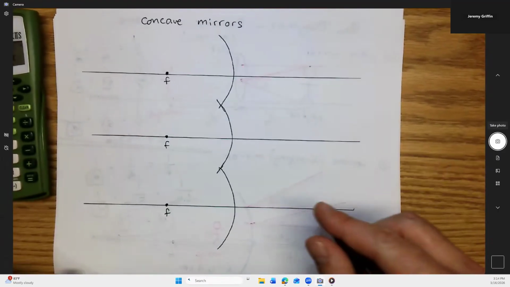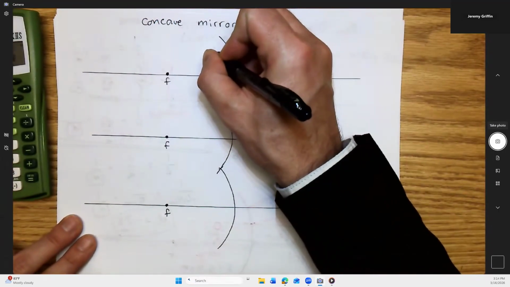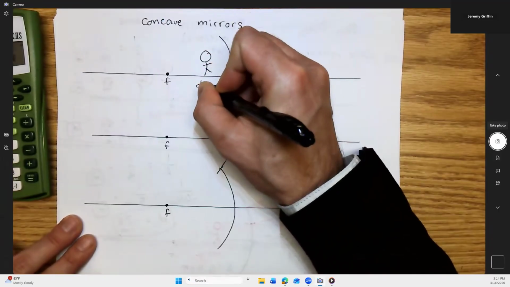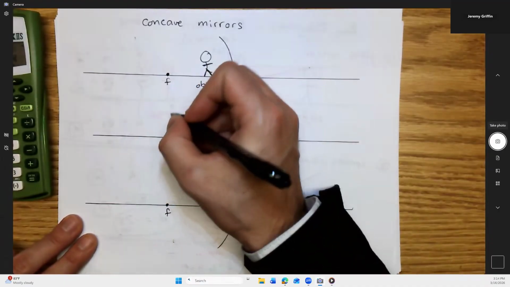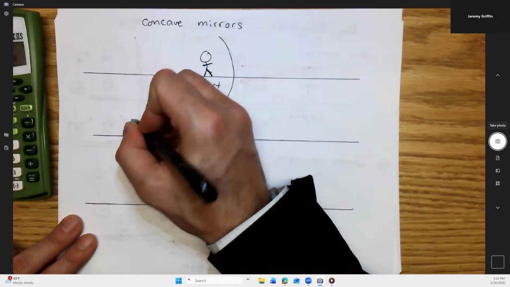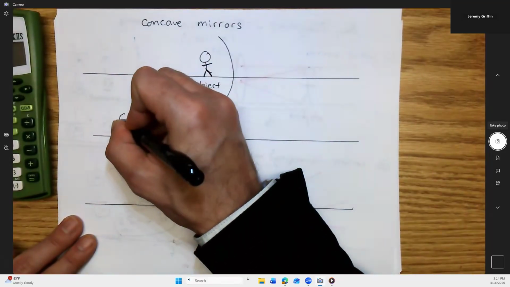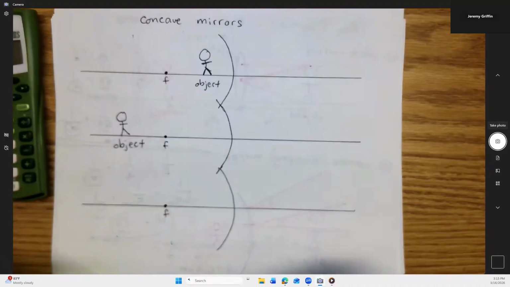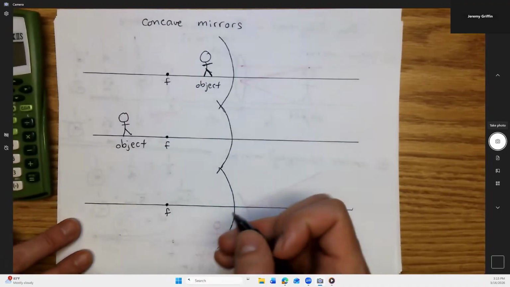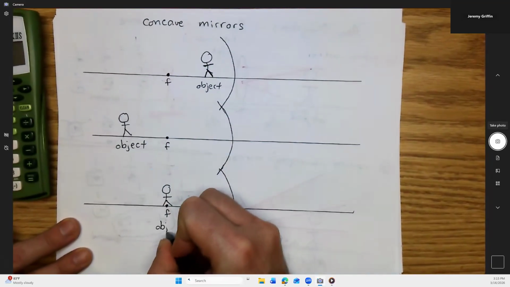What I am going to change is where the object is located. On the first one, let's put the object inside the focal length. Label this guy object. I need to put his feet exactly on the ground. The second one, let's put him outside the focal distance. How about back here? Because if you slide him around too much in one direction, it's hard to fit all the lines on the paper. And the third one, let's put him right on top of the focal point and see what happens. So there's object, object, object.